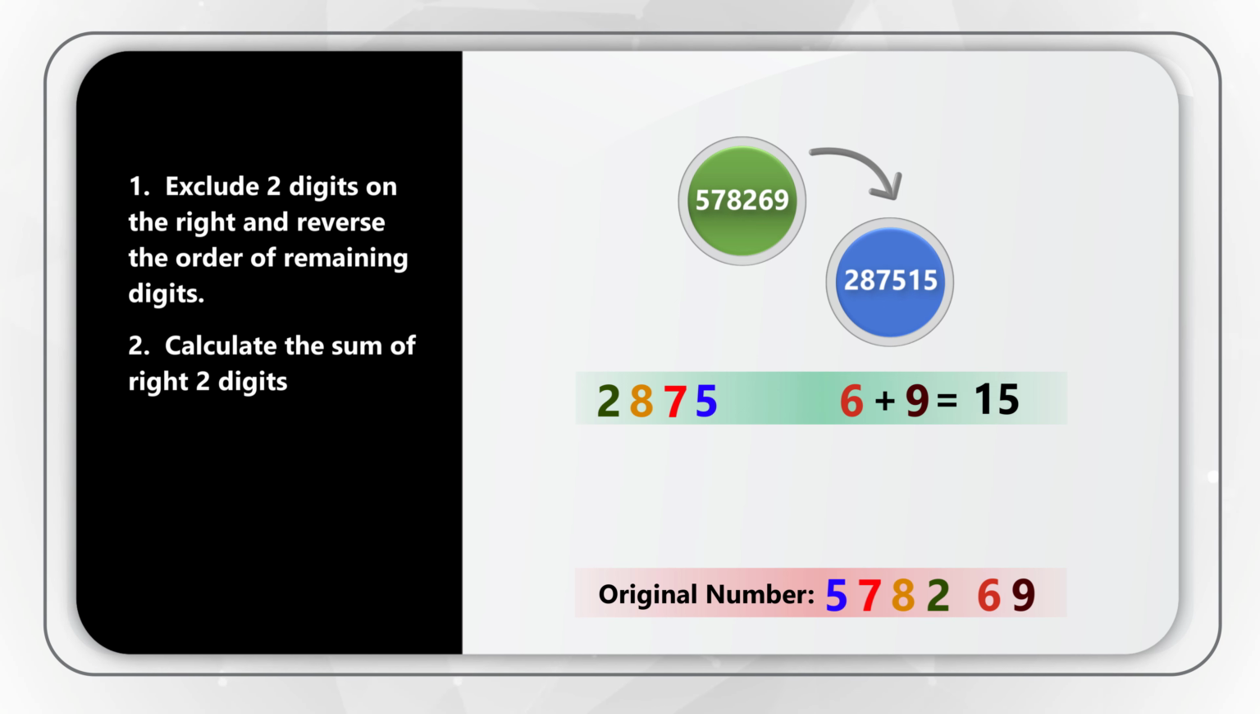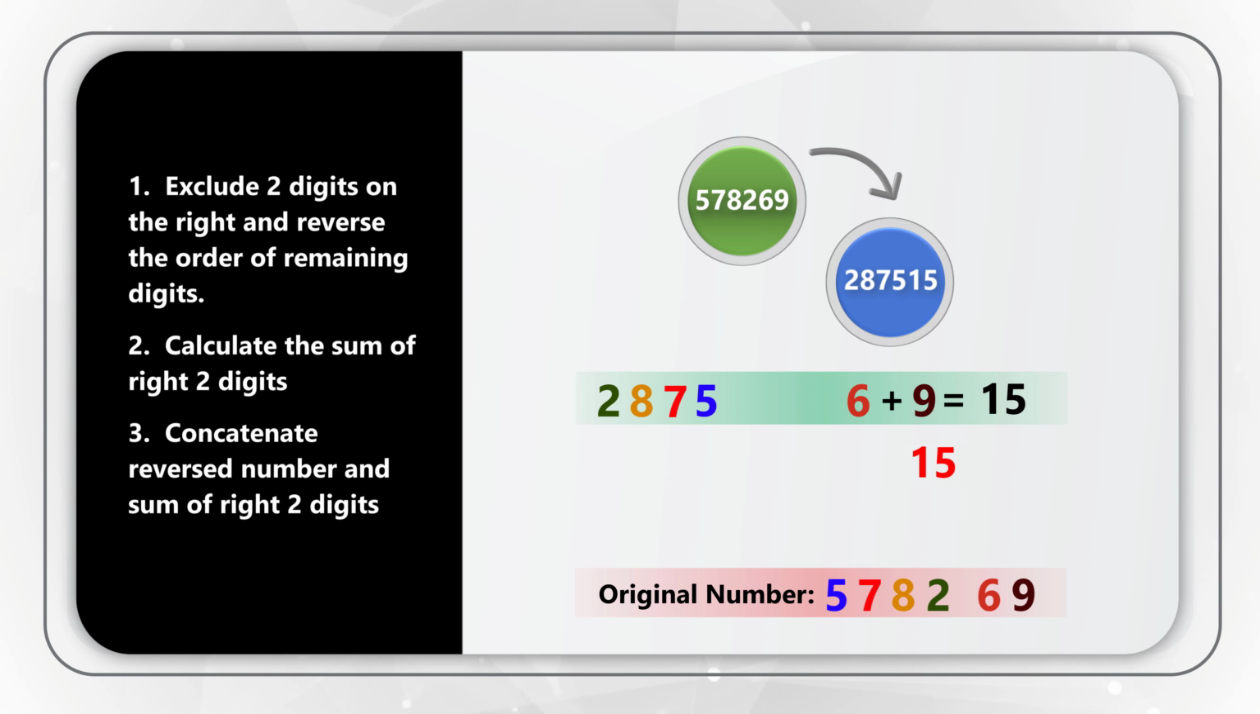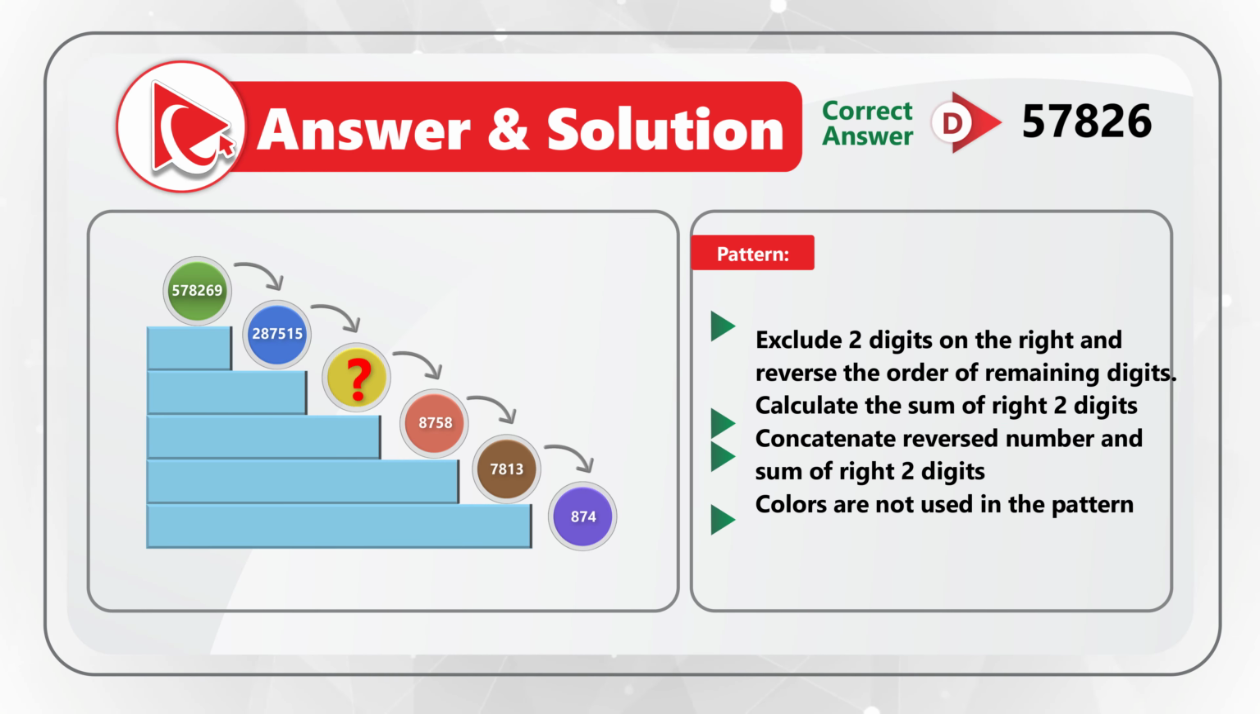Then we concatenate 2875 and 15. So the end resulting number is 287515. As the ball continues rolling, we repeat the calculations and get to the answer of D, 57826.